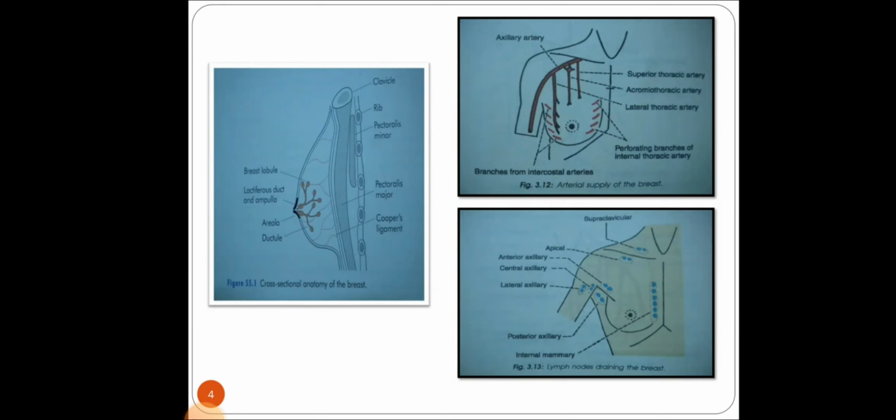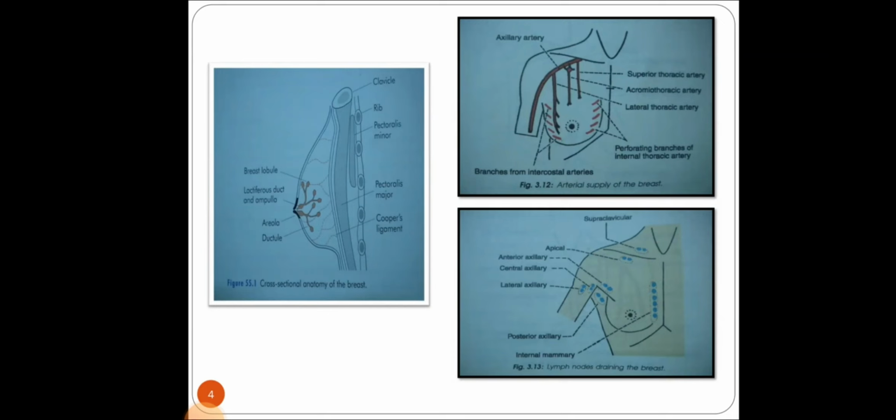That is the location. And the superolateral part of the breast, it is prolonged upwards and laterally towards the axilla, and there it forms the axillary tail of Spence. That is another important structure related to the breast.